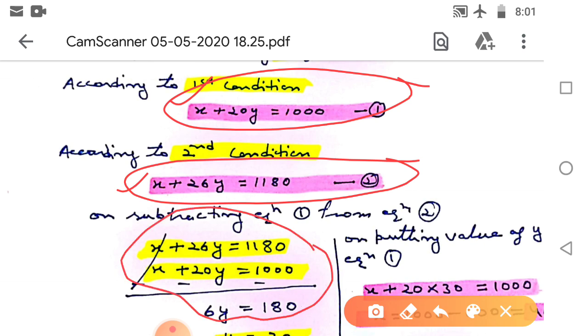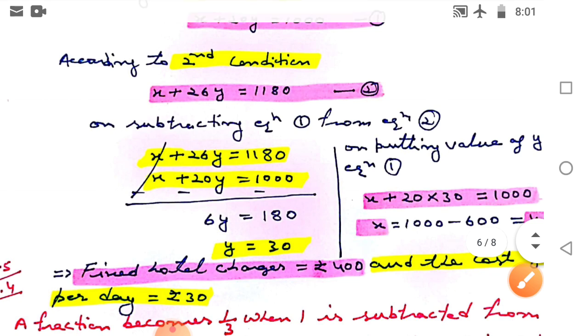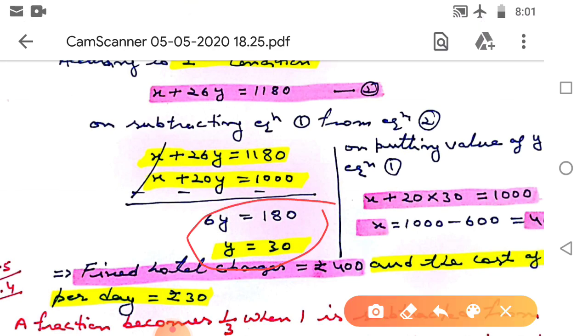Clear? So, X plus 26Y is equal to 1180 minus X plus 20Y is equal to 1000. We are subtracting, so we need to change the sign. So, X is gone, 6Y is equal to 180, and the value of Y is 30. The value of Y comes to 30 here.